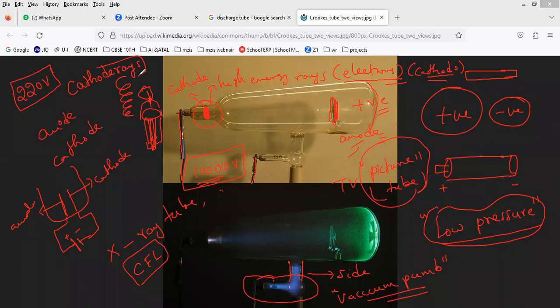So when he conducted this experiment at 10,000 volts, very negatively charged high energy rays were coming out. That is why they are called cathode rays, as they are discharging from the cathode, and he found that they are negatively charged. That is how Mr. J.J. Thomson made the discovery of a new subatomic particle called the electron.